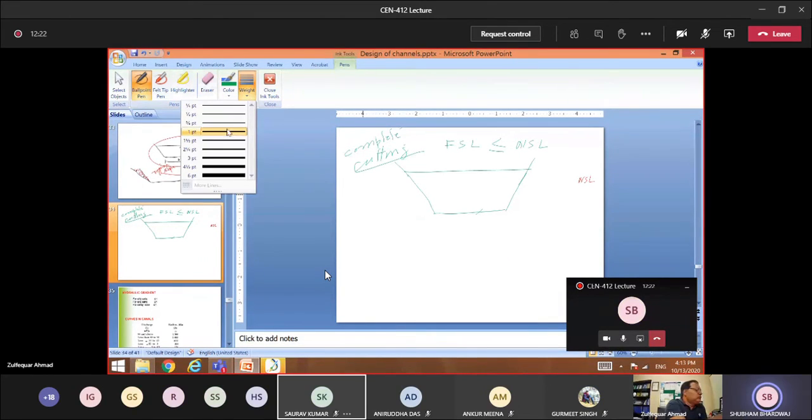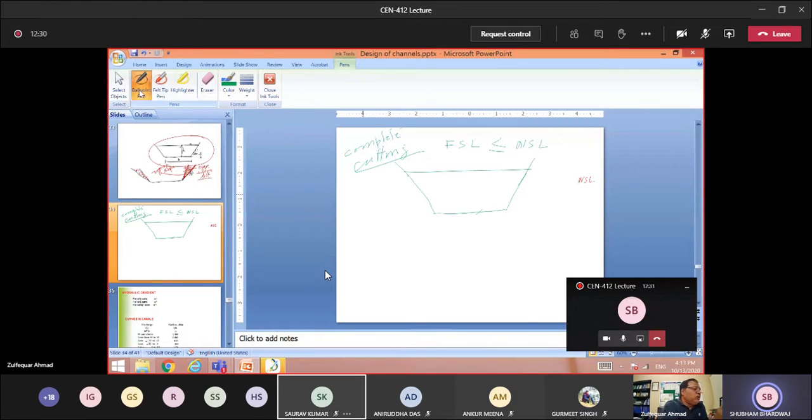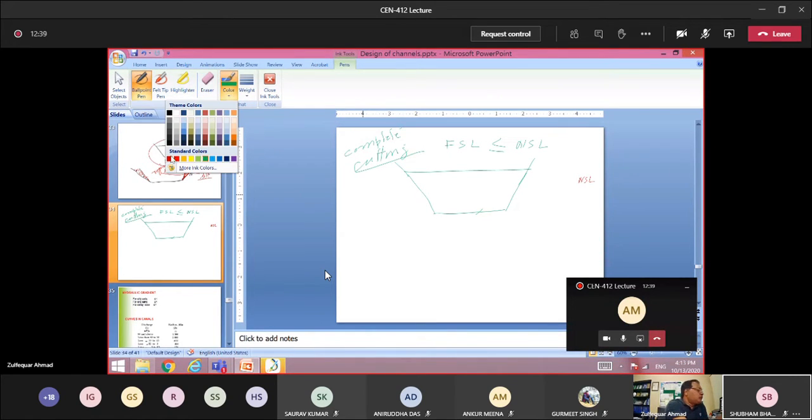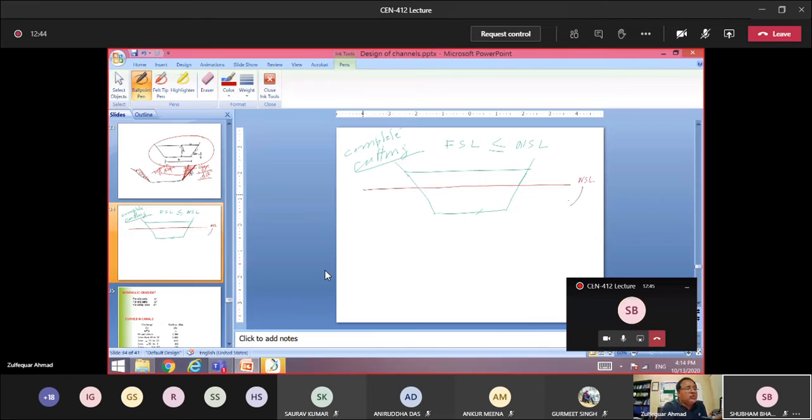Sir, NSL stands for? Natural surface level, ground level. This is the natural surface level, which means the ground level. You can say GL also, or you can say NSL also. That one is GL also, meaning the ground.